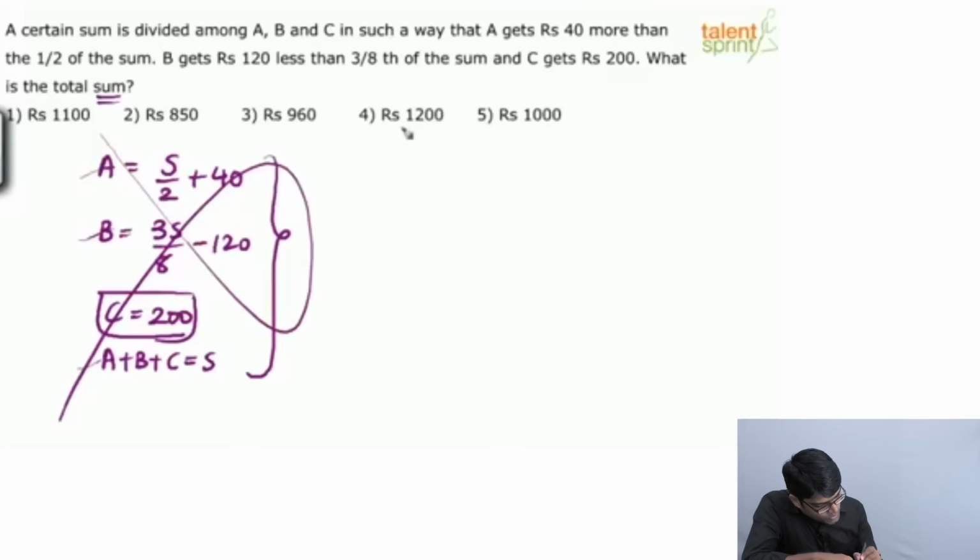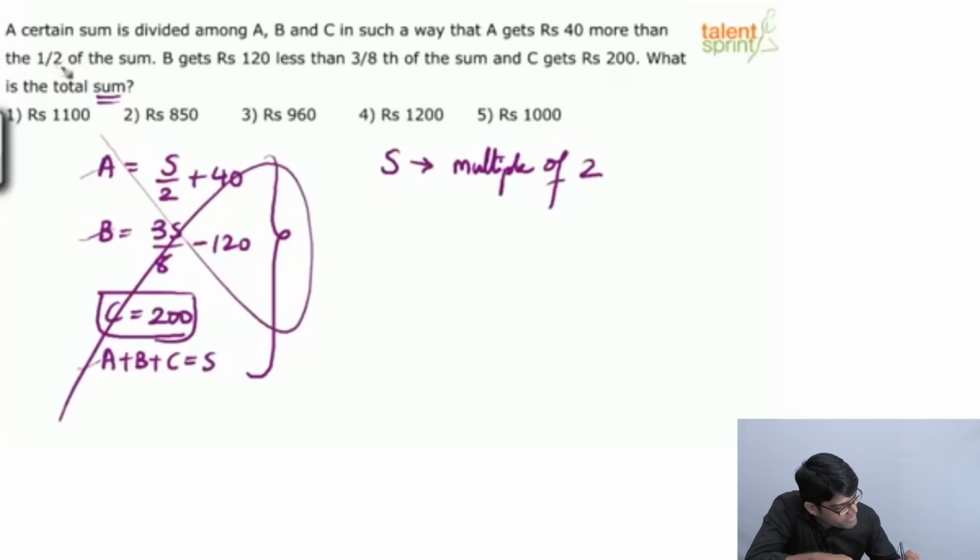See, the first thing that you need to know is the sum should be a multiple of 2. Why? There is a high probability that it's a multiple of 2, because at one point in the question we are talking about half of the sum. The sum is divisible by 2. If you see, all these options here are multiples of 2.